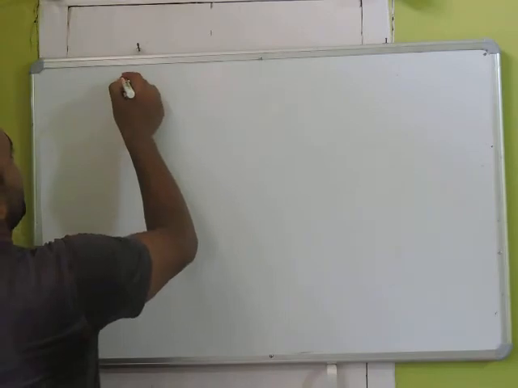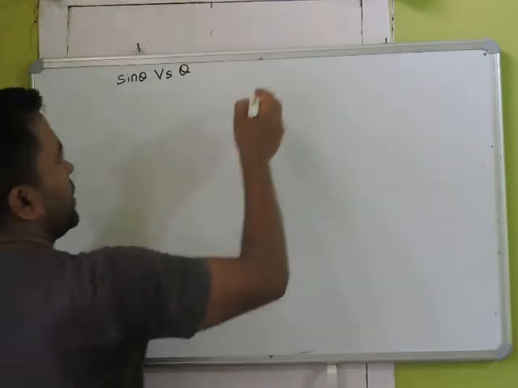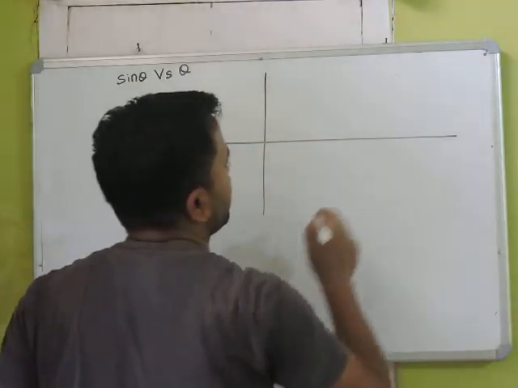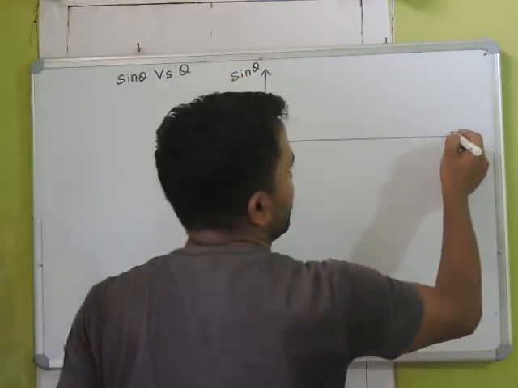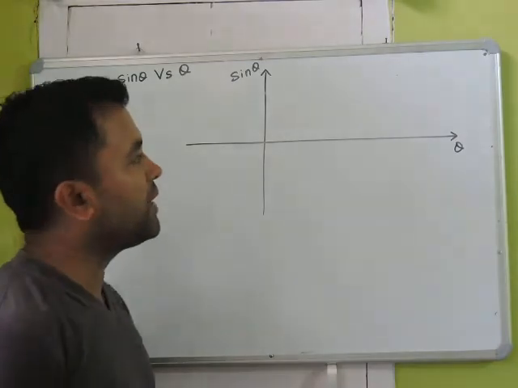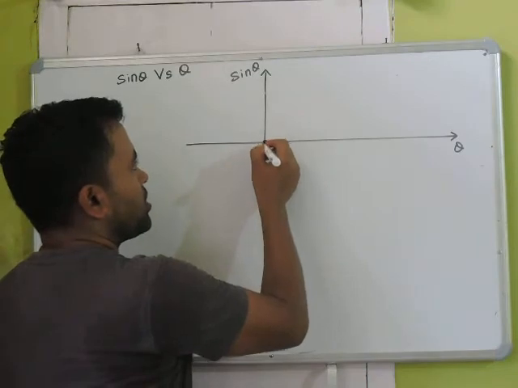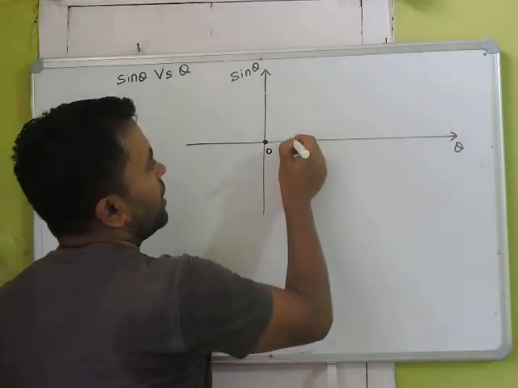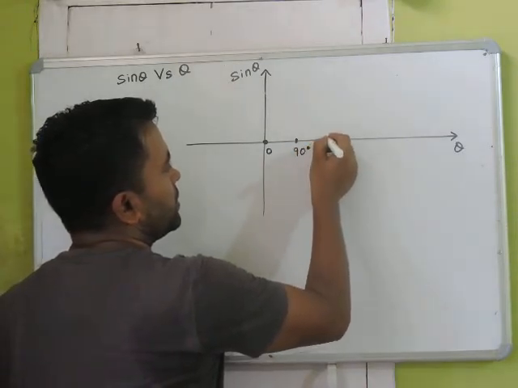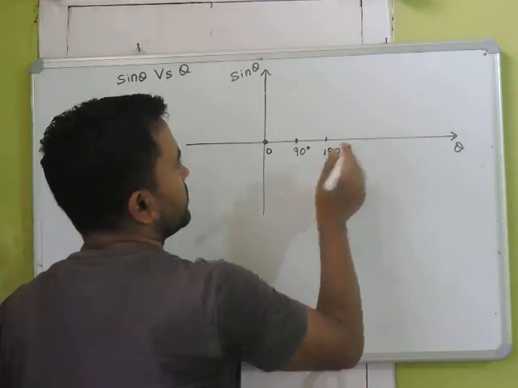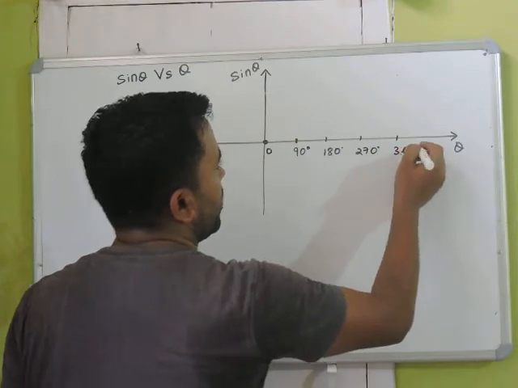If you plot sine theta versus theta, on this side we are plotting sine theta, and this side we are plotting theta. As I told you, theta can be measured in radian as well as in degree. We will write for both. So this is 0 degree. Let us say this is 90 degree, then 180 degree, 270 degree, and 360 degree. This is called one complete cycle.